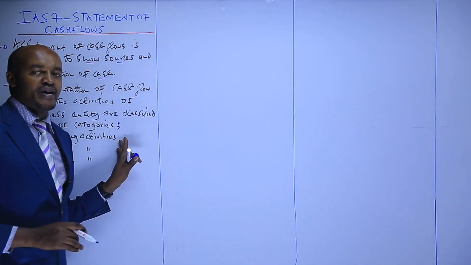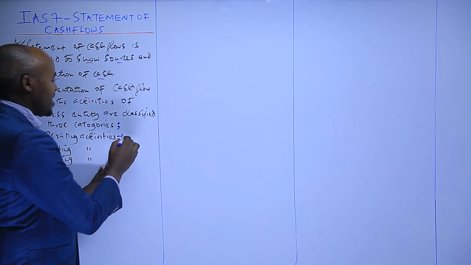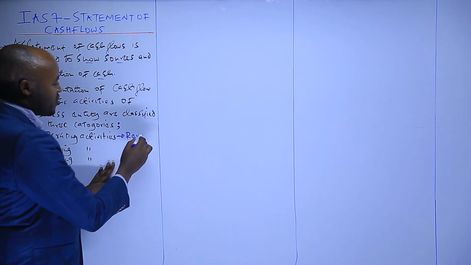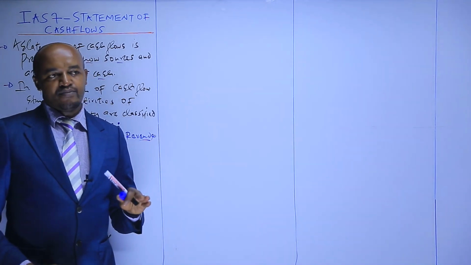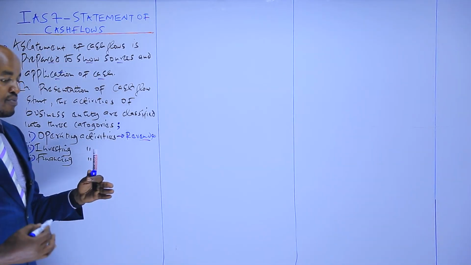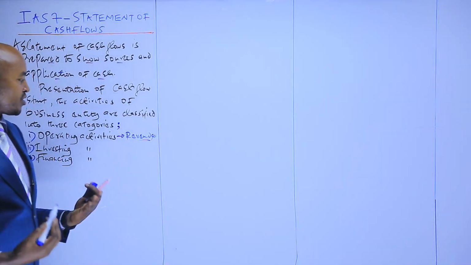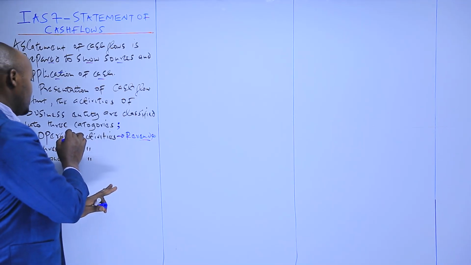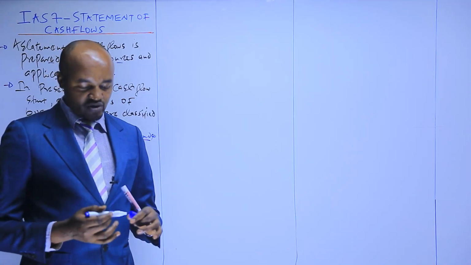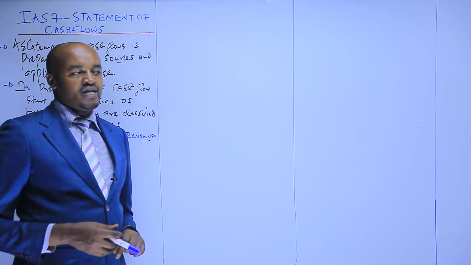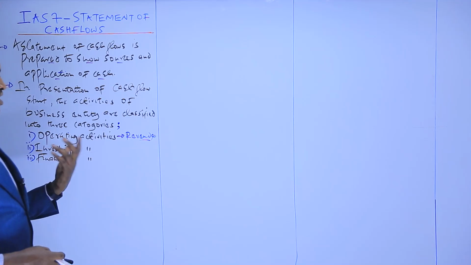So what do we mean by operating activities? When we talk about operating activities, these are the activities undertaken by a company or by a business entity to generate revenue. A good example of such activities is provision of services. If the company provides services to its customers, that is an operating activity. Another good example of operating activities is the sale of goods. The company may be selling its goods to customers in order to generate revenue. So operating activities are those activities undertaken by the company to generate revenue, to generate income.